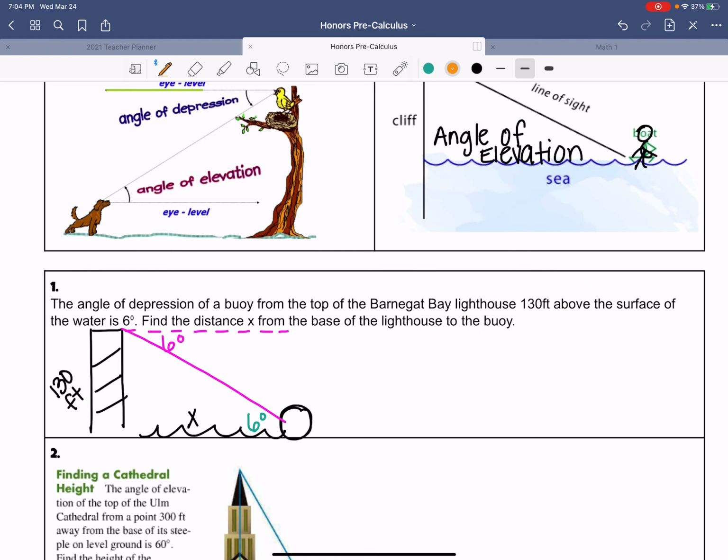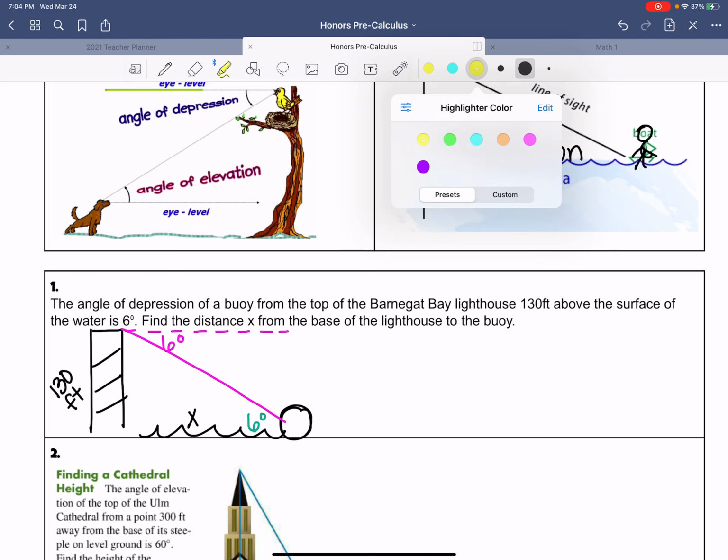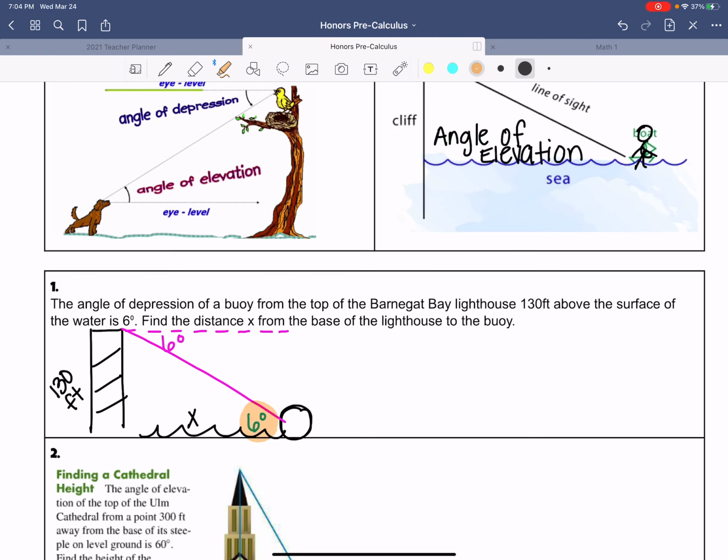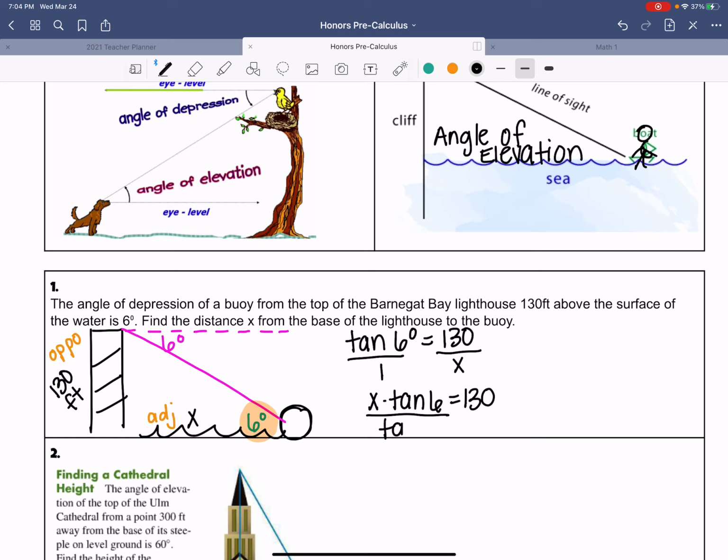We need to identify our key pieces. All right, so when I look at this, I can see that I'm looking for my angle of 6. I have an adjacent side. So this side over here is adjacent, and this is opposite. So we're going to use tangent in this problem. So the tangent of 6 degrees equals my opposite 130 over my adjacent x. Now once I set that up, I'm going to cross multiply. So x times the tangent of 6 equals 130, and then I'm going to divide by the tangent of 6.